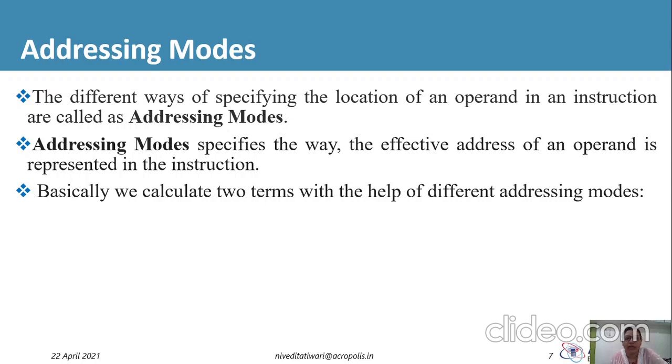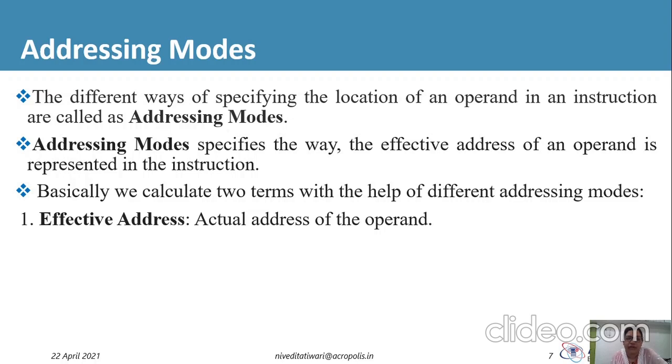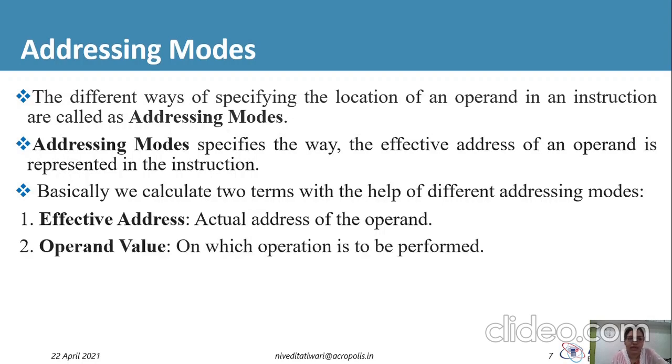Basically, we calculate two terms with the help of these addressing modes. First one is the effective address. Effective address is basically the actual address of the operand, the address on which your operand is actually stored. And the second term that we find is the operand value. These operand values are those on which we perform our operation.